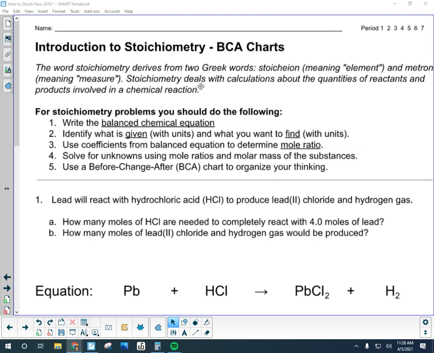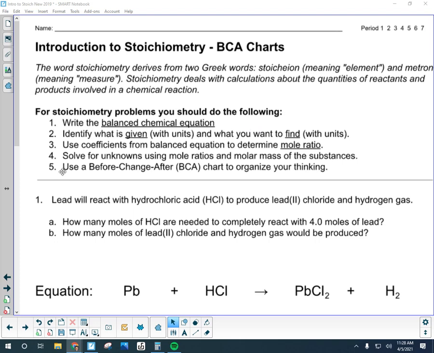So the nice thing about this is once we know how to apply this technique, we will be able to do quite a few labs where we use this concept to make predictions about chemical equations. So it really does put together some of the big ideas we've been working on all year.